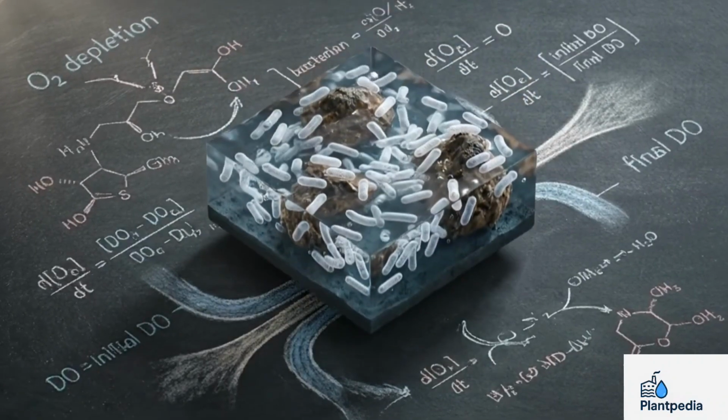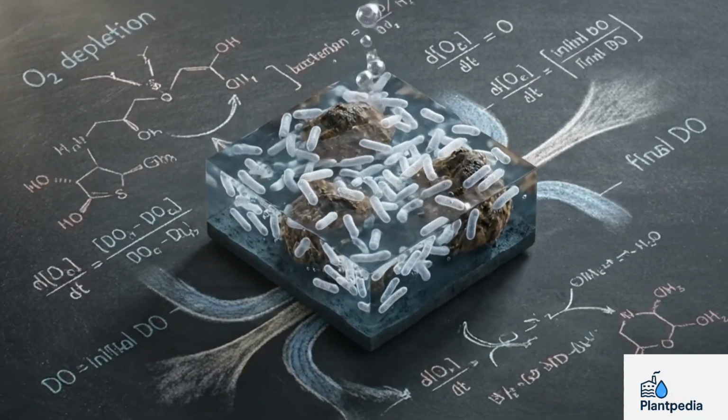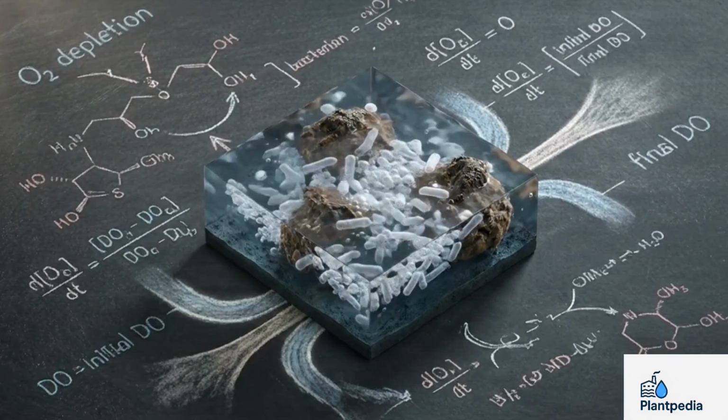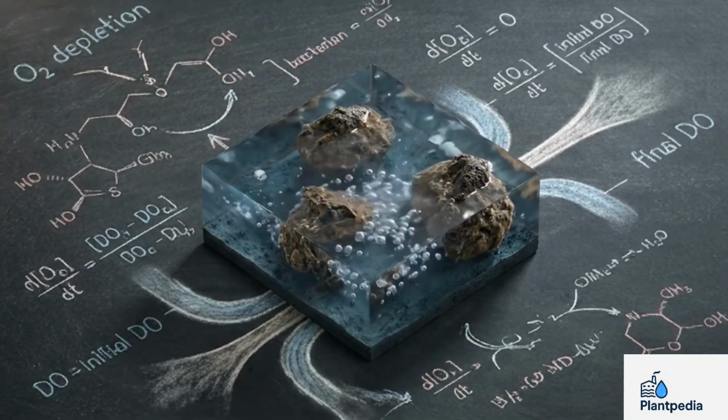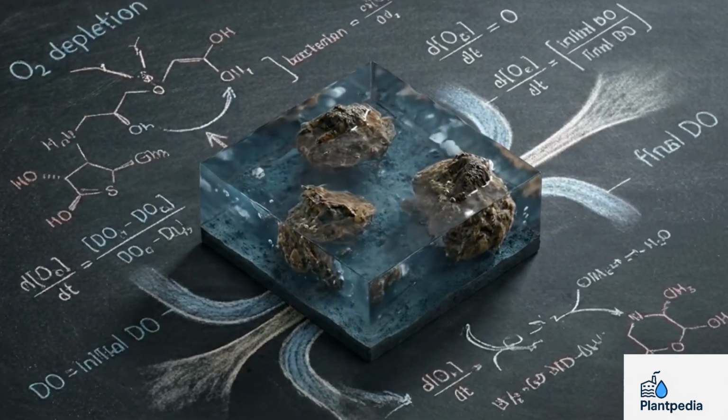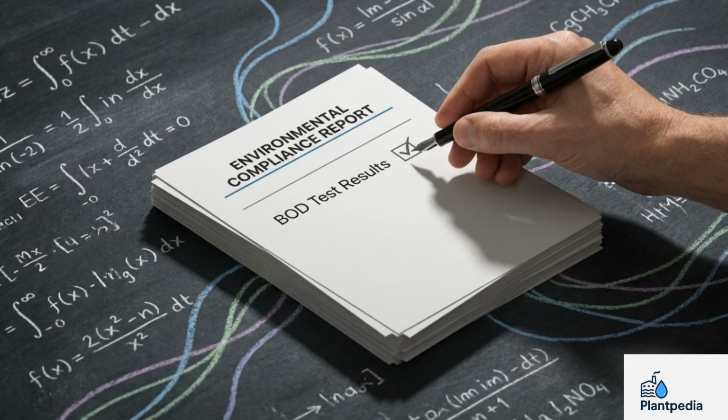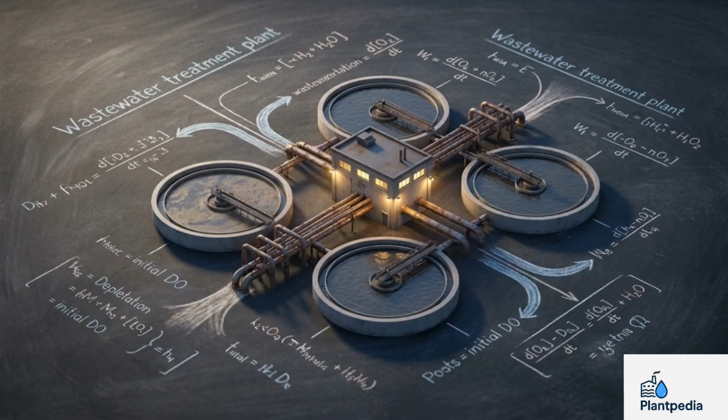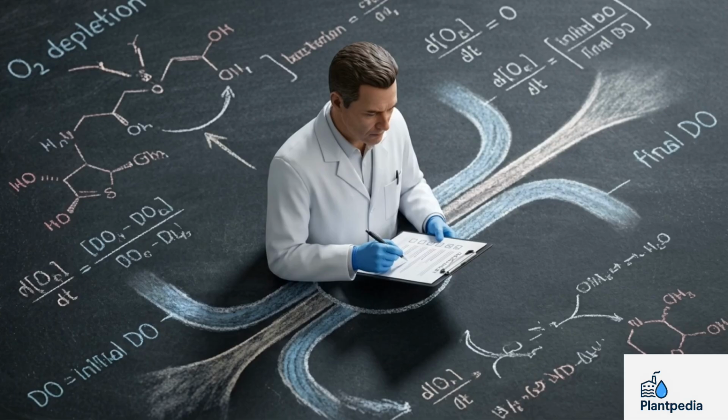Biochemical Oxygen Demand, or BOD, measures the amount of dissolved oxygen that aerobic bacteria need to break down organic matter in a wastewater sample. This metric serves as both a strict legal requirement for environmental compliance and an essential diagnostic tool for running treatment plants. We are going to walk through the exact procedures to run this test.